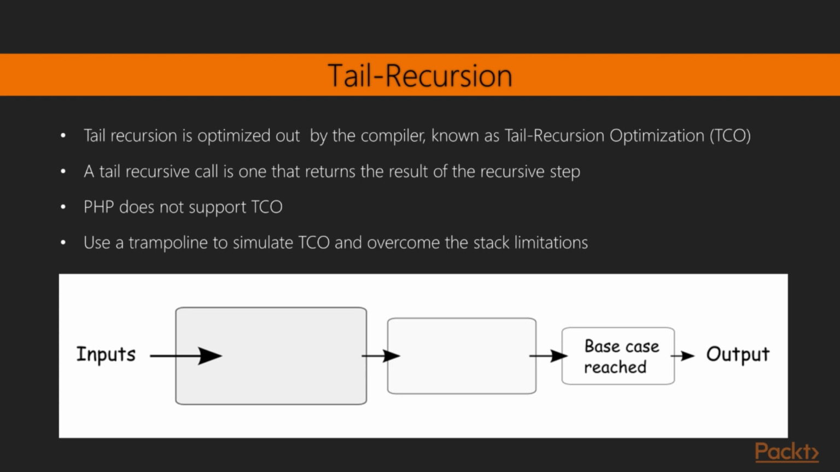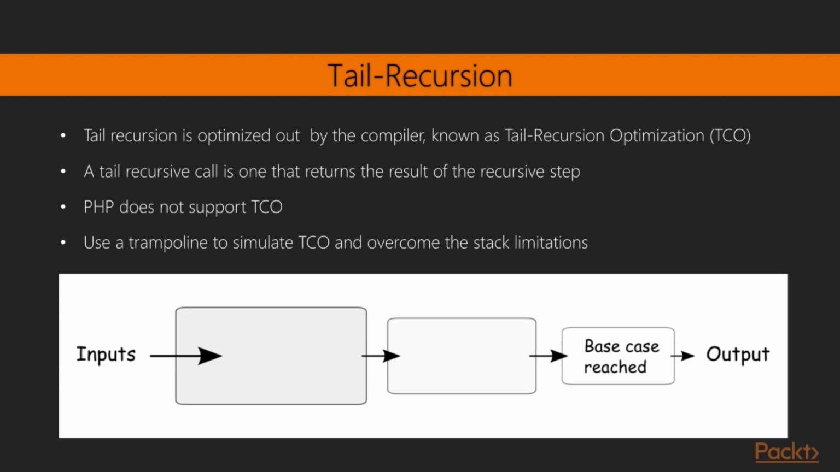Especially when considering whether to use recursion or looping for iteration, there's one variety that sticks out called the tail recursive call. Tail recursion is optimized out by the compiler, typically in pure functional languages, and this is called tail recursion optimization. And it works for functions that are in tail position, meaning the last step of the function is actually the recursive step.